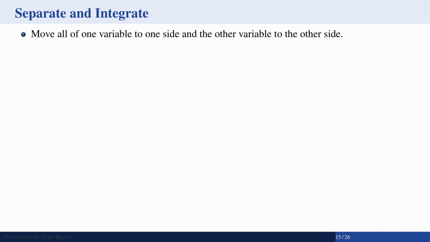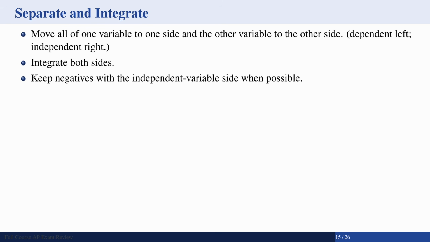You can see it. The next thing, and one of the most important techniques, is to separate and integrate. So separate and integrate means move all of one variable to one side, including the dx or the dy. Move all of the other variable to the other side, including the dx or the dy. Basically, y ends up on the left and dx ends up on the right 100% of the time. The dependent variables on the left, the independent variables on the right. You're going to want to keep the negatives on the side with the independent variable whenever possible. I'm going to show you an example of that. And then another thing that you definitely want to do is put your plus c on the side with the independent variable. So that's an important factor.